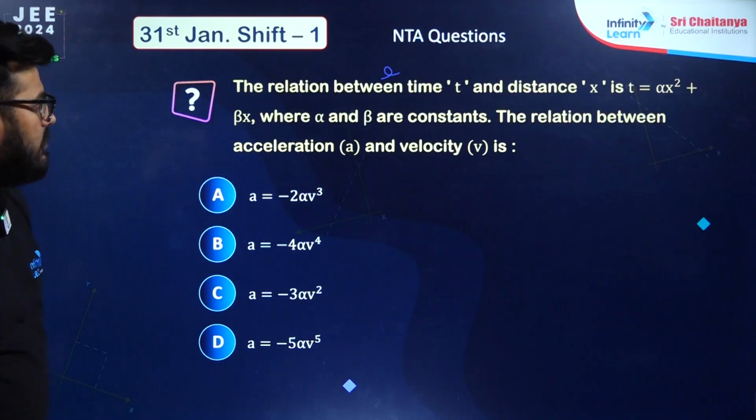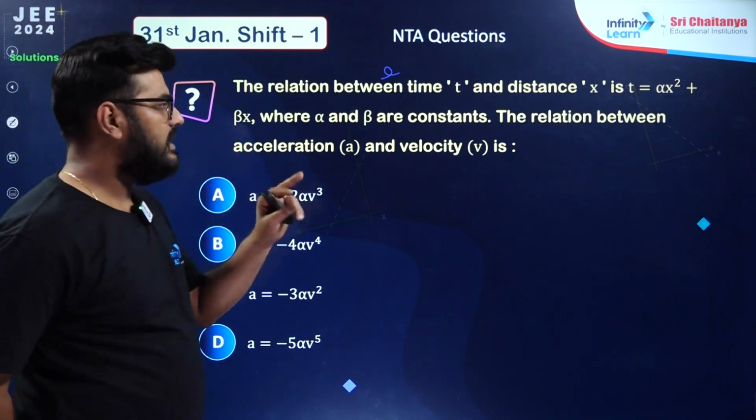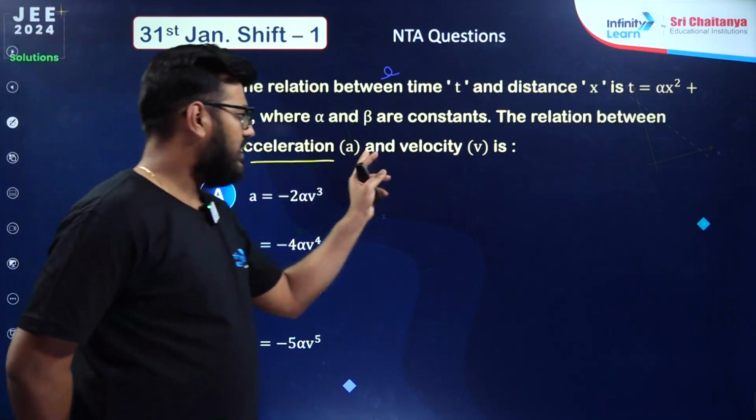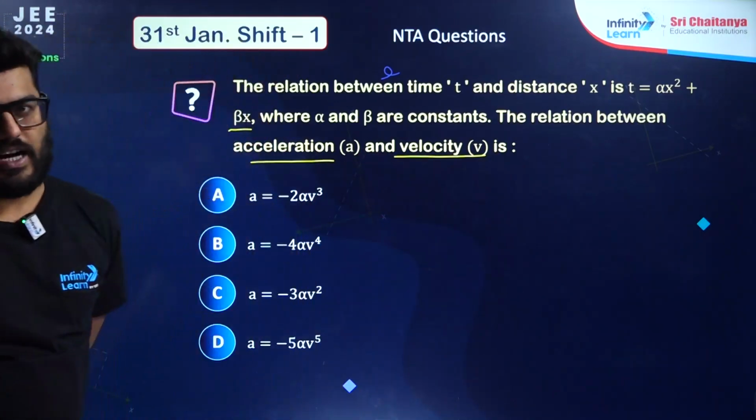Now moving ahead for the next one, the relation between time and x is t equals alpha x square plus beta x. We need the relation between acceleration and velocity. So this is also a very standard problem.